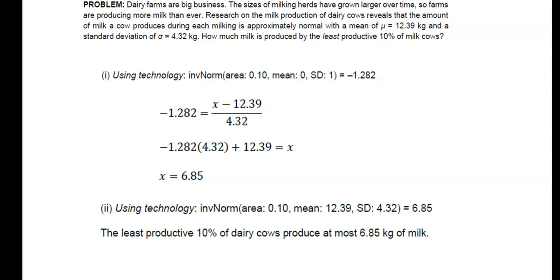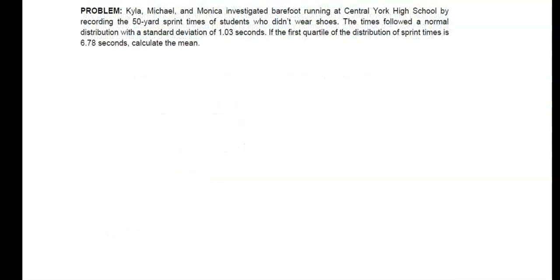So again, you could have done it. They found the z-score, negative 1.282 standard deviations below the mean. They plugged that into the formula, used the solve command or algebra to solve, and get 6.85 kilograms of milk. That's how much the least productive 10% would produce.